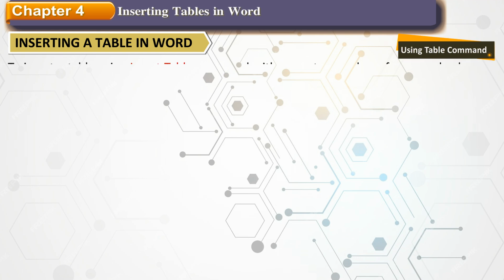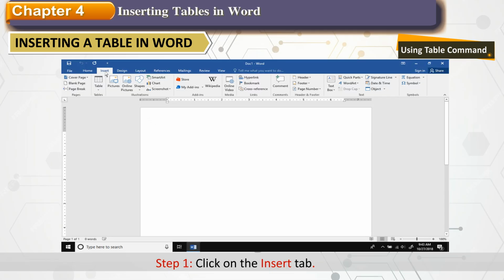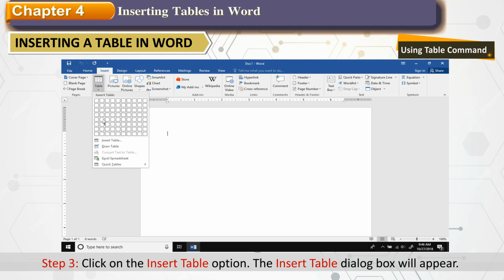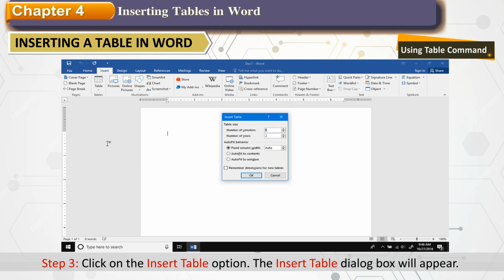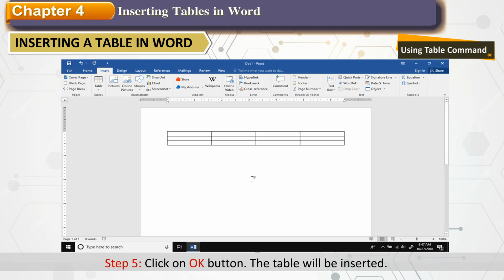Using Table command. To insert a table using Insert Table command with a greater number of rows and columns, follow these steps. Step 1. Click on the Insert tab. Step 2. Click on the Table command in the Tables group. Step 3. Click on the Insert Table option. The Insert Table dialog box will appear. Step 4. Enter the required number of columns and rows you want to insert. Step 5. Click on OK button. The table will be inserted.